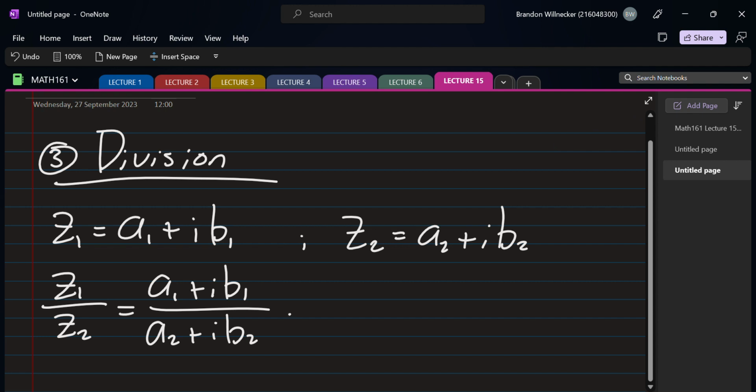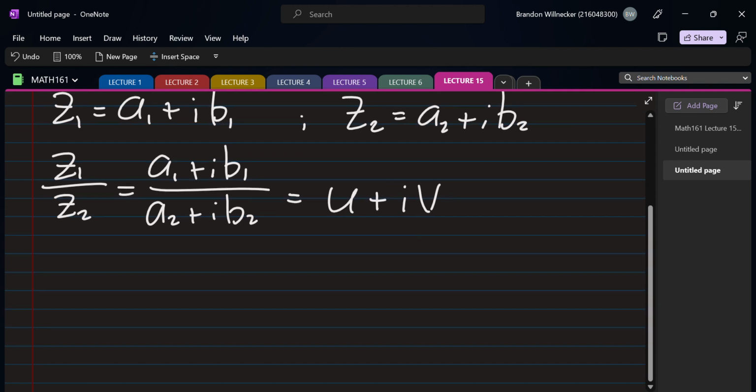There's not an obvious way of how we write this in terms of some real part, let's call it u, plus i times some imaginary part, let's call it v. Okay, because we've got two terms at the top, two terms at the bottom, it's a bit more difficult to work with. So what we do is a little trick. So here we've got a1 plus i b1 over a2 plus i b2. We multiply by 1, but this number 1 is carefully chosen.